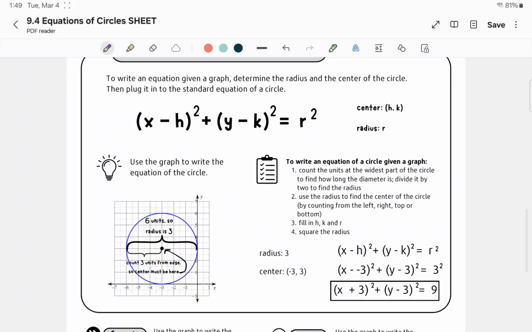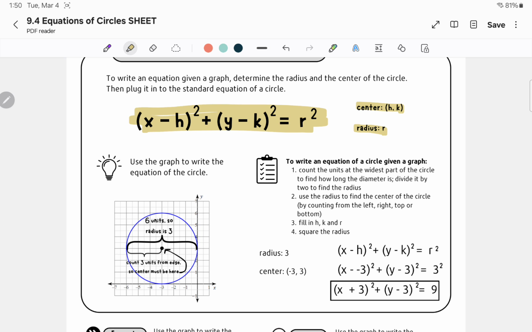So we're going to use that same standard equation of a circle where the center is h and k and the radius is r still. If you want to highlight that. But this time we're going to have a graph. So now we have to just decide what is the center and what is the radius. And to do that, I wrote the steps here.